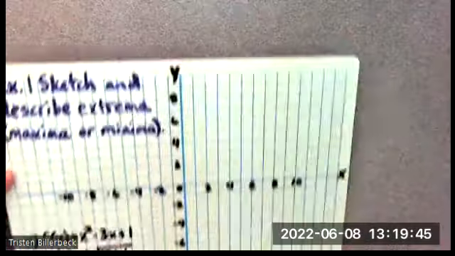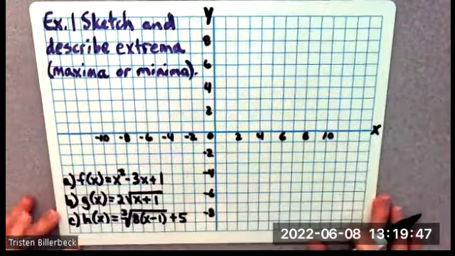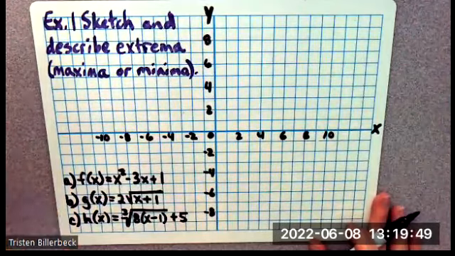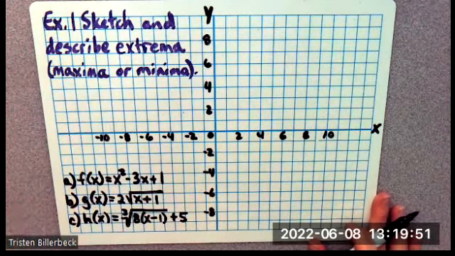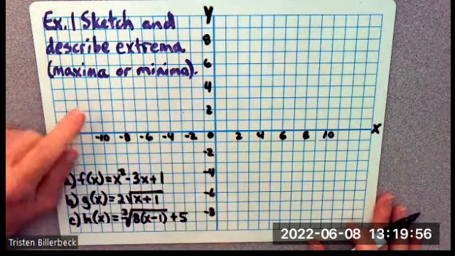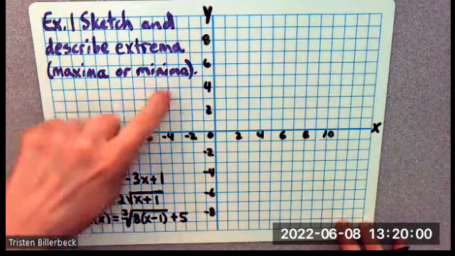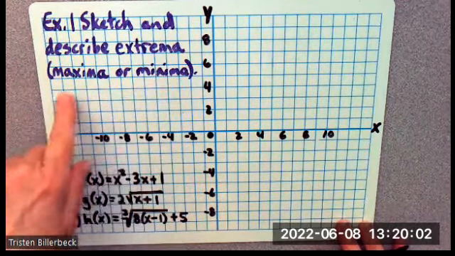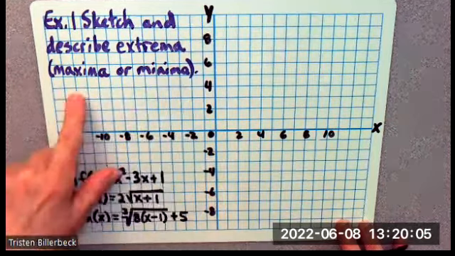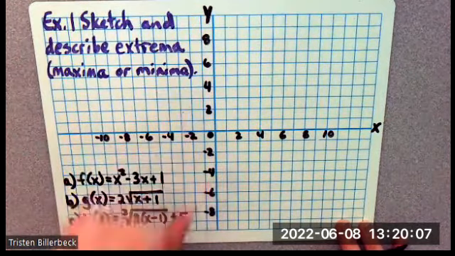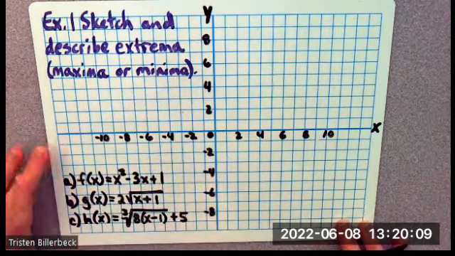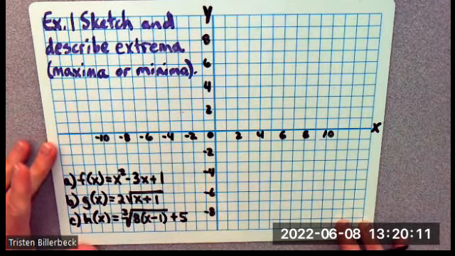All right. So we are going to be analyzing these graphical functions a little bit more in depth now that we're more comfortable with them. So we want to sketch and describe our domain and range, of course, and also our extrema. So the extrema are the maxima or minima, the plural forms of maximum and minimum. And extrema is the plural of extremum.